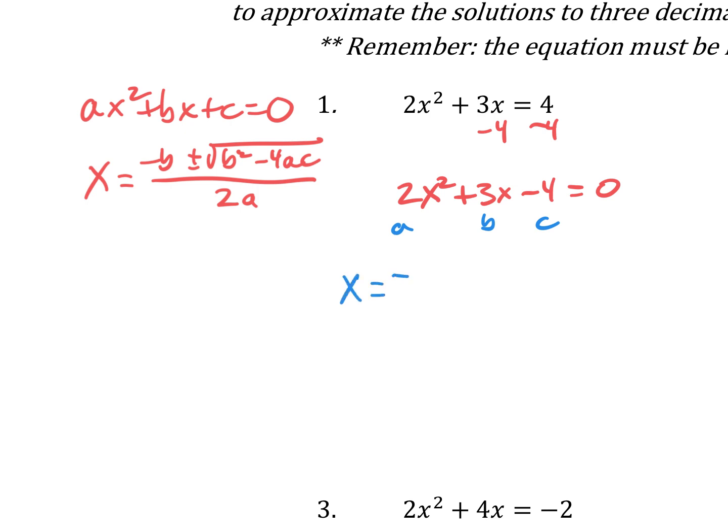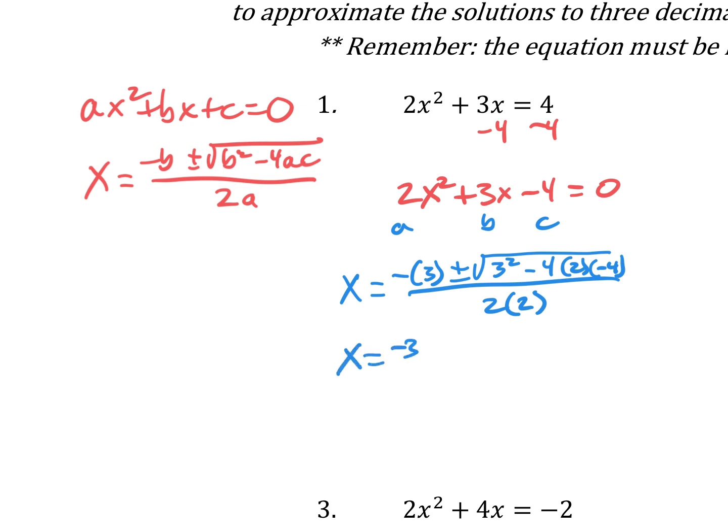x equals negative b, and b is 3, plus or minus square root 3 squared minus 4 times a times c. Don't forget to put that negative 4 with your c, all over 2a. And now we just do some careful arithmetic. On the inside we have 9, and we have negative 4 times negative 4, which is 16, times 2. So that's going to be positive 32, all over 4.